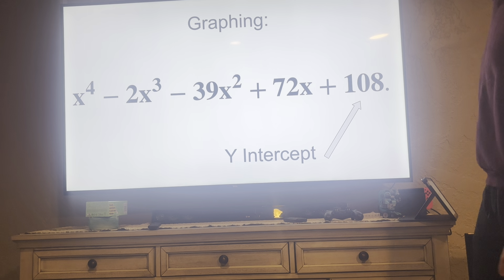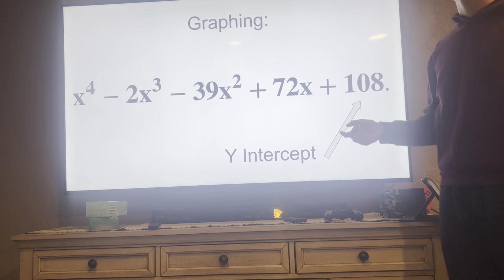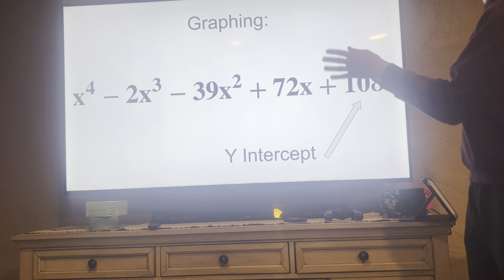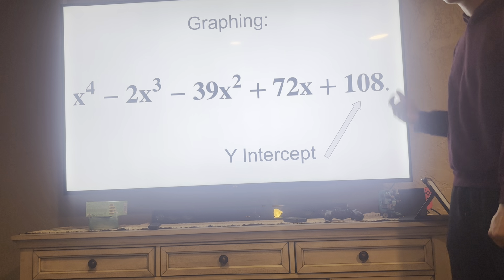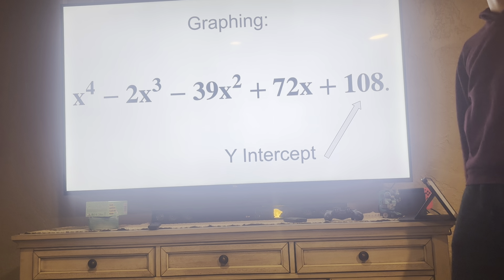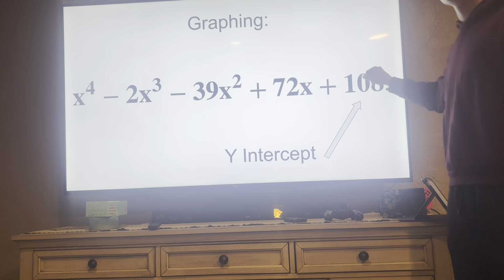Always. That's the same if it was x to the 22nd power plus 432 x to the 21st, yada, yada, yada. If it ends with, like, plus 42, that 42 would be your y-intercept, or in this case, 108. It's simple. Just look at the last number that doesn't have a variable. That's the y-intercept.